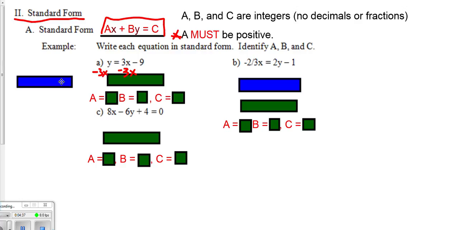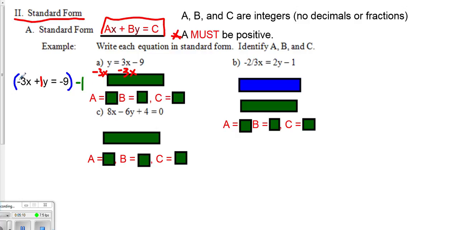When we do that, it's now going to look like this: -3x + y, and if it helps, you can think of this as 1y = -9. Now we have just these integers, -3, +1, -9, all as our a, b, and c. The only problem here is a must be positive. So to change this, we multiply the entire equation by -1.